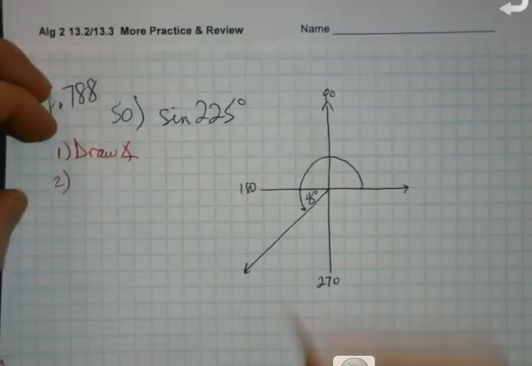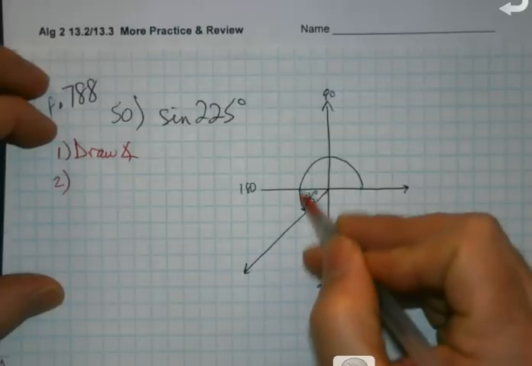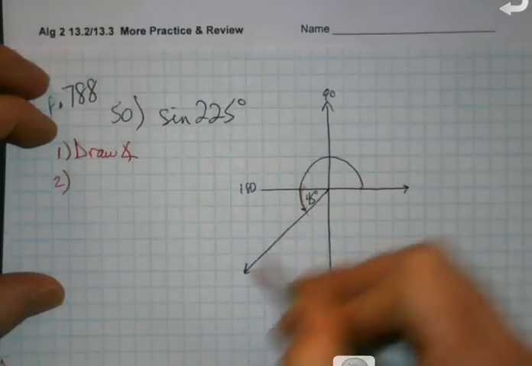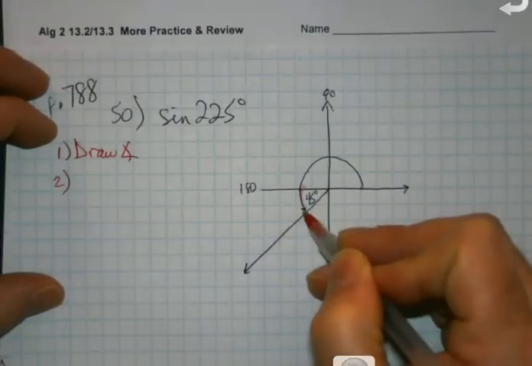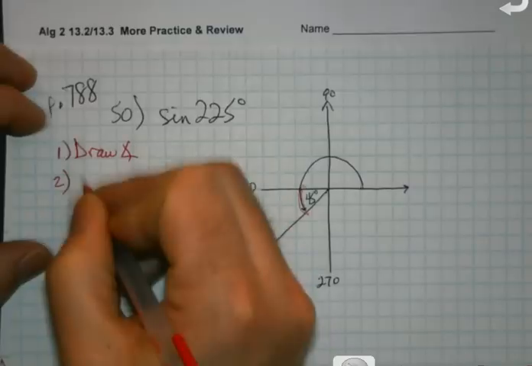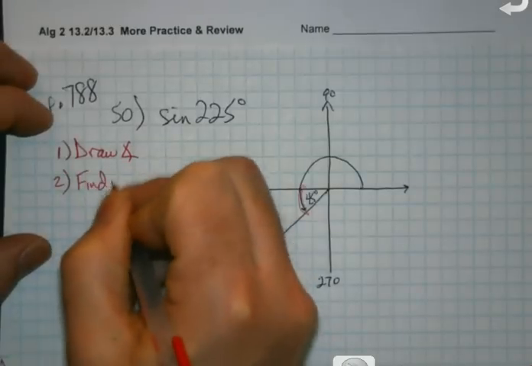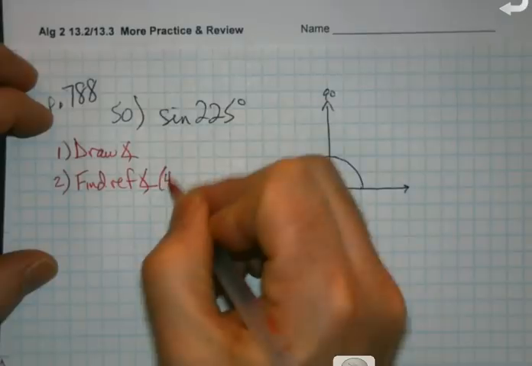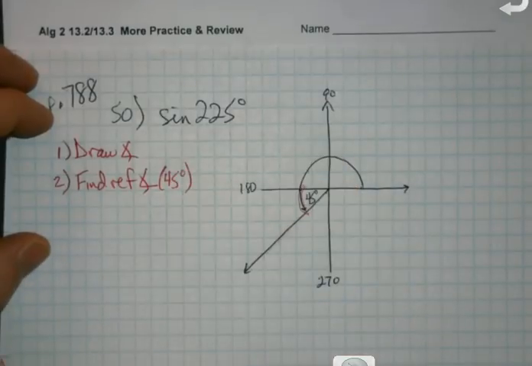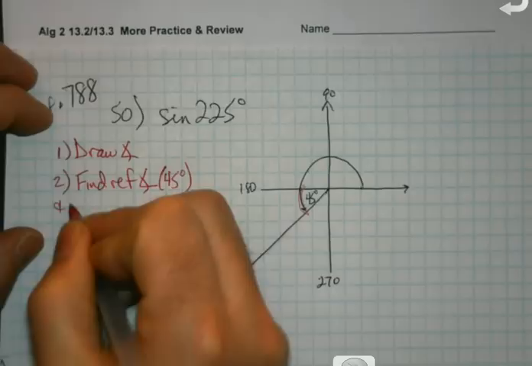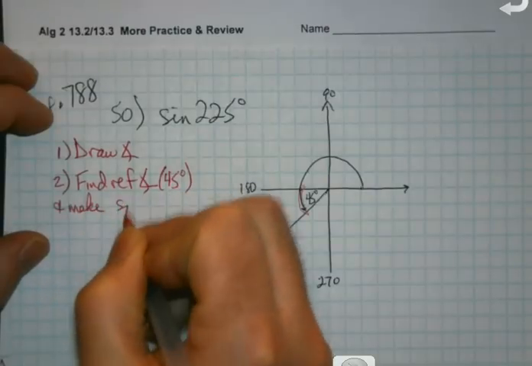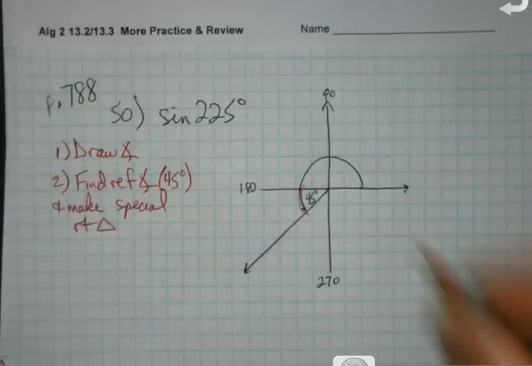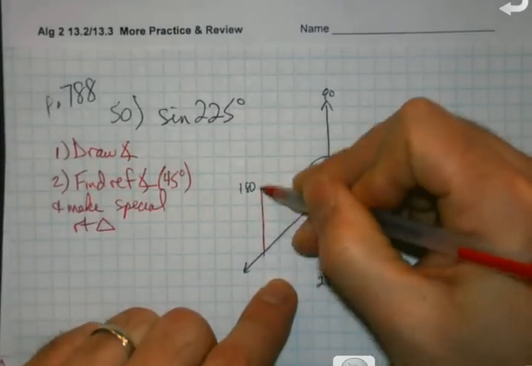In this particular case, my reference angle is what I have, because here's my terminal side, and to get back to the x-axis is a 45-degree angle. Once I find my reference angle, which in this case is 45 degrees, I'm going to use that to make my special right triangle. So connect this like this.